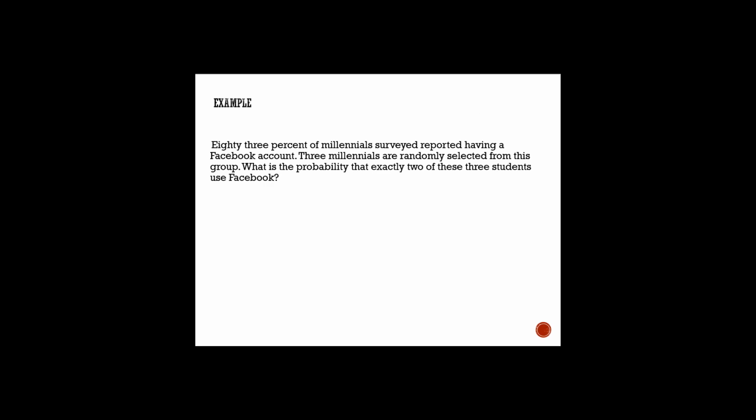So here's an example we can go through together. 83% of millennials surveyed reported having a Facebook account. So 3 millennials were randomly selected from this group. What's the probability that exactly 2 of these 3 students use Facebook? Now, what we want to do is write down, and I've given you room down there, what is n, what is x, and what is p? And then I would also write down, if you know p, you've got to know what q is, don't you?